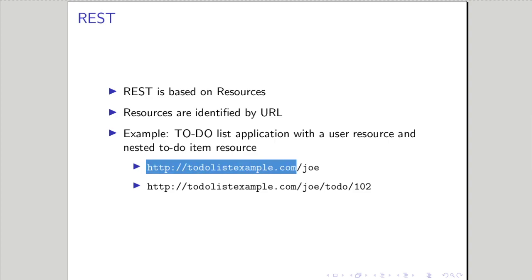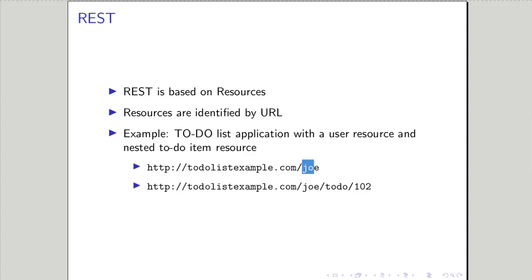So for the user, the resources are identified by URL. So this might be, okay, I don't know if todolistexample.com is the actual site. Go there? Maybe not. That could be dangerous. So let's just pretend that's nothing. It's just a good example. Don't go there and get your whatever stolen.